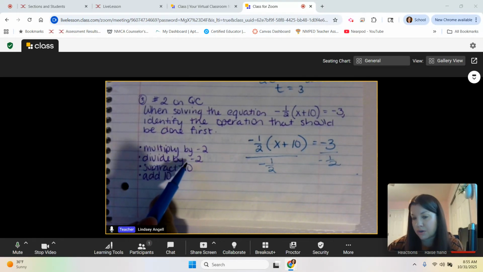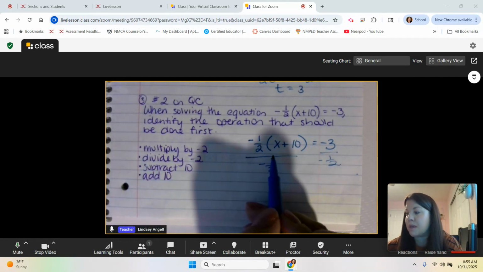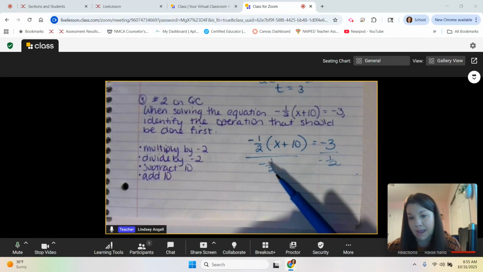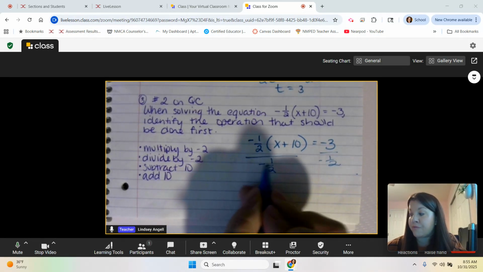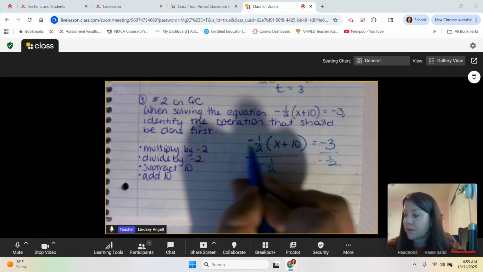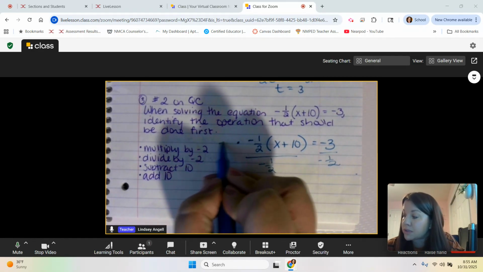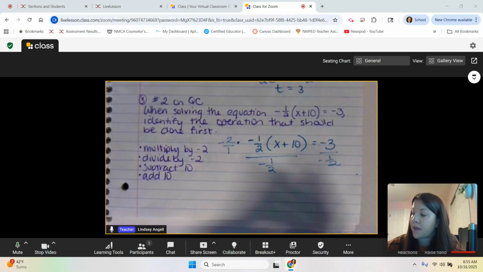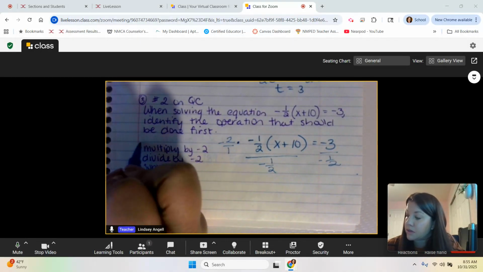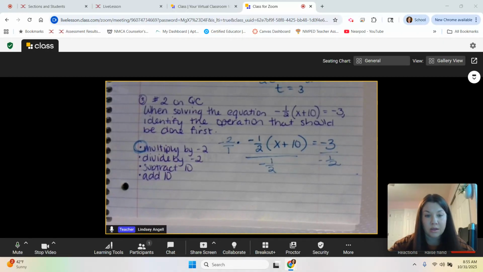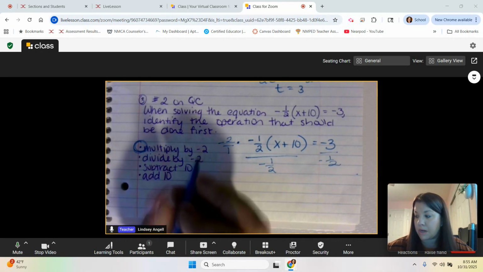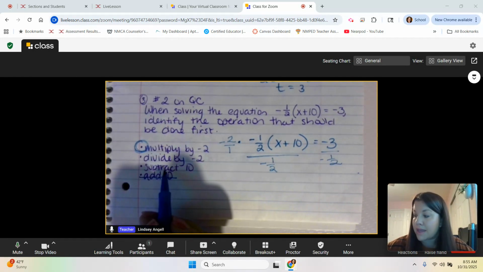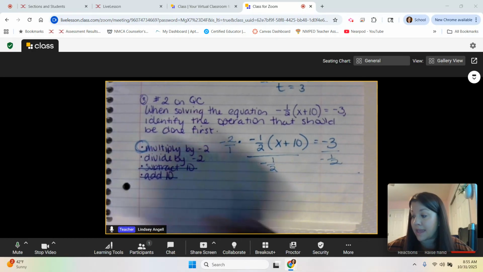There's divide by -2, but that's not what I'm doing. But you need to remember, when you divide by a fraction, that's the same thing as multiplying by the reciprocal. Remember, same, change, flip. So if we flip this, to get rid of it we could multiply by -2/1, which is the same thing as multiplying by -2. So that one would be the correct answer. We didn't add 10 to anything. Even when we solve, we're not going to add 10, we're going to subtract 10, but that's not the first thing that happens.